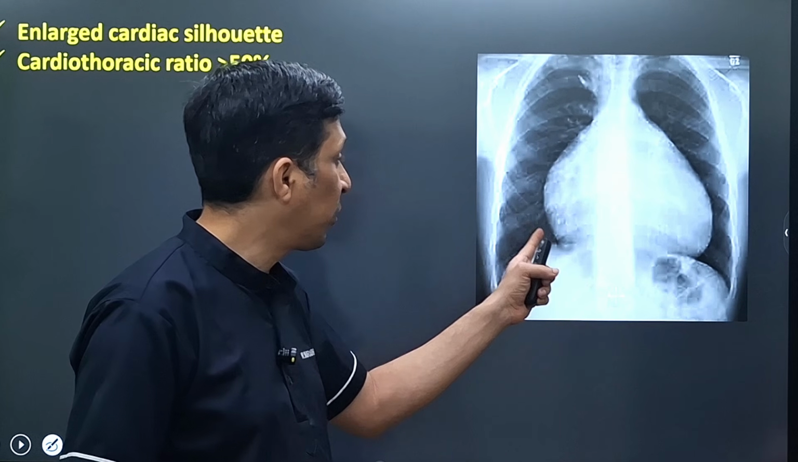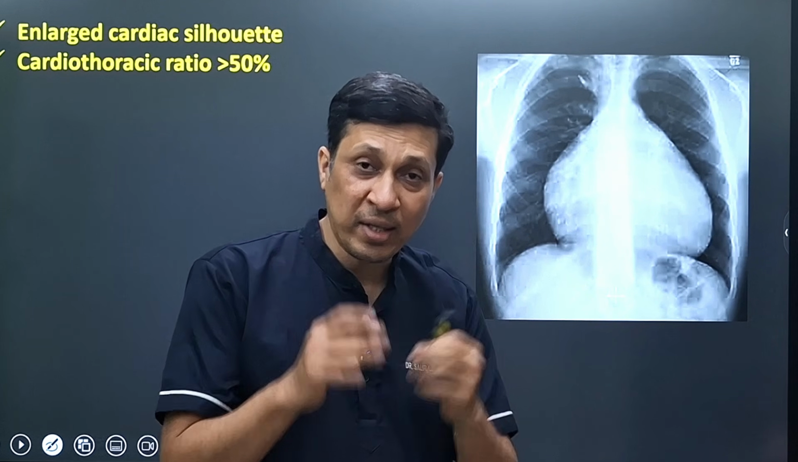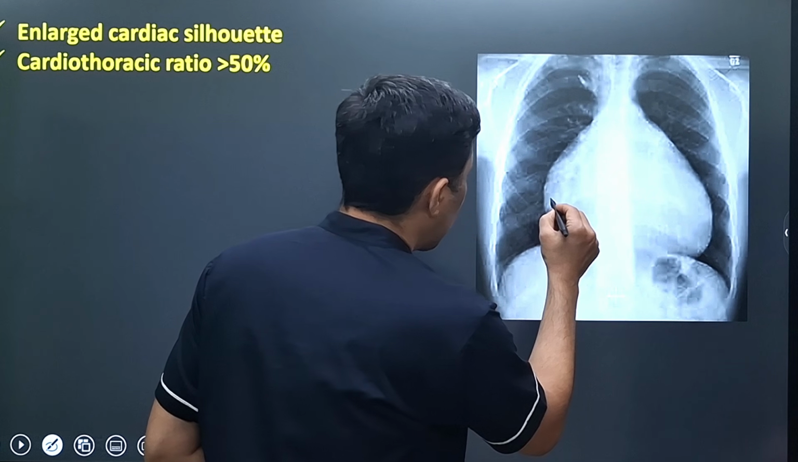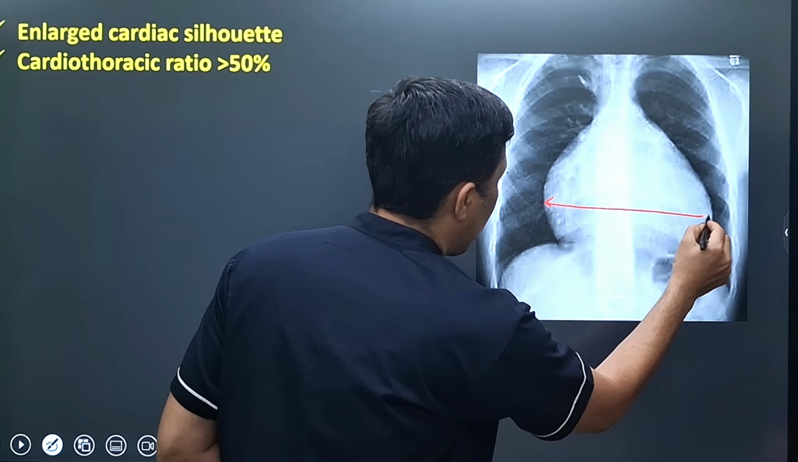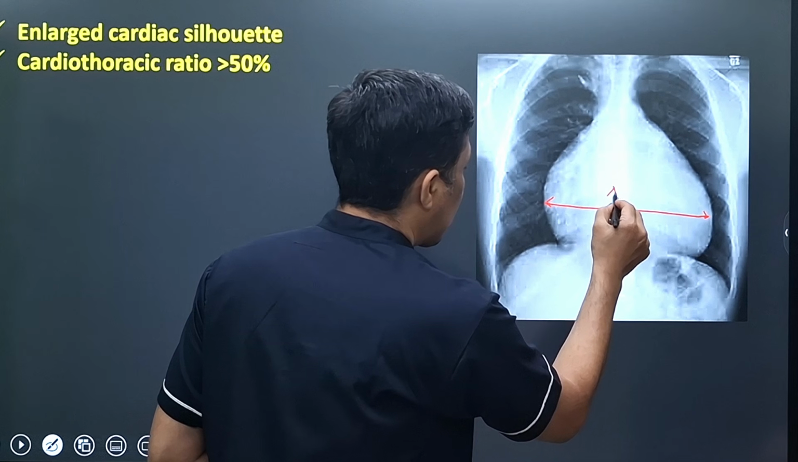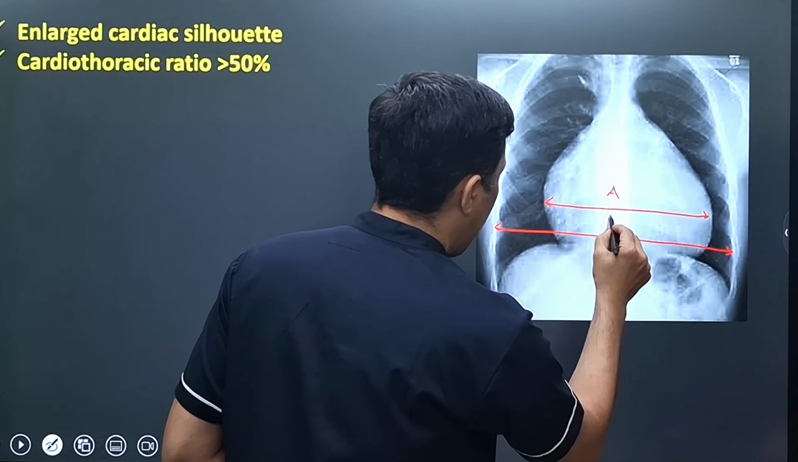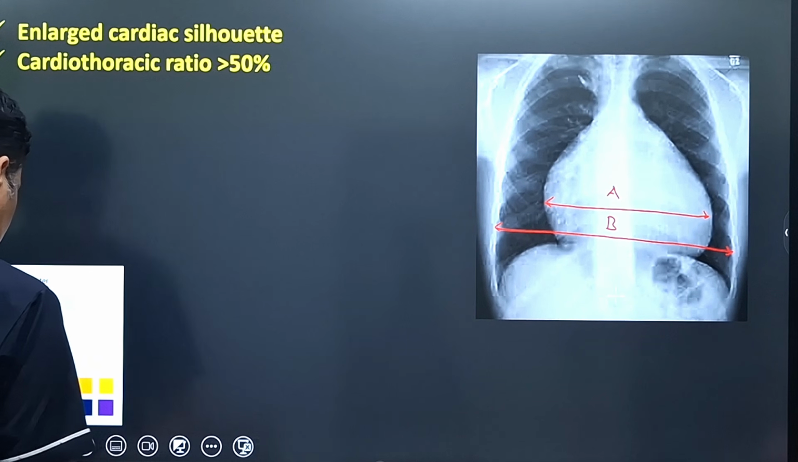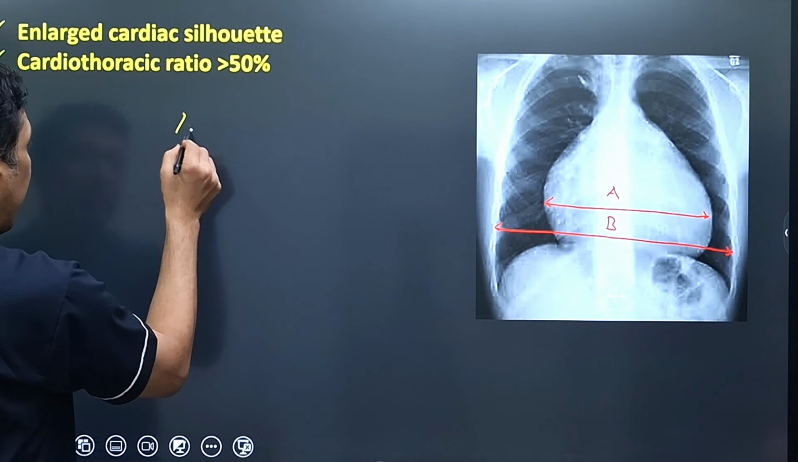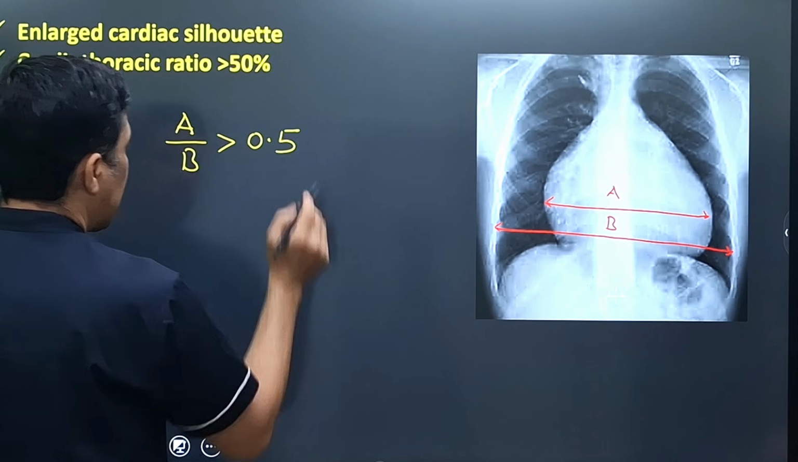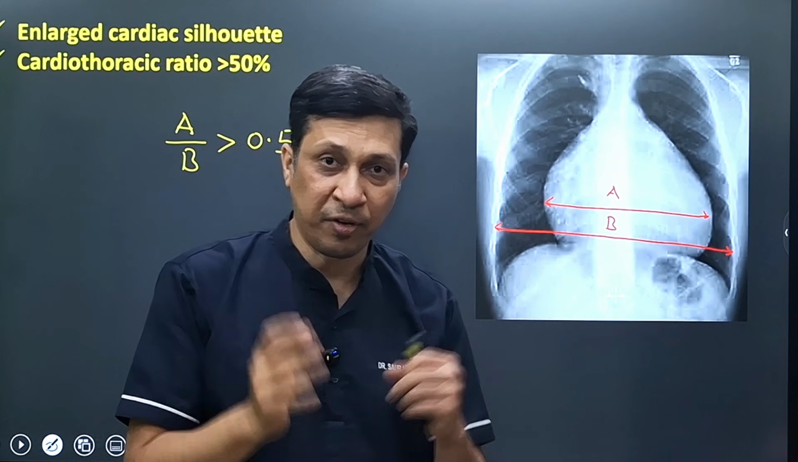Now the last X-ray in our list is this. Now in this X-ray there are 2 findings. First, the cardiac shadow is enlarged and the cardiothoracic ratio is more than 50%. Now what is cardiothoracic ratio? For that, first we take the maximum diameter of the heart shadow, we call it A, and we also take the maximum diameter of the thoracic cavity, we call it B. So if A upon B is more than 0.5, then we say that the cardiothoracic ratio is more than 50%.